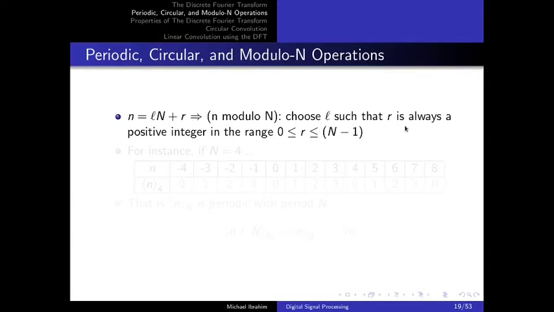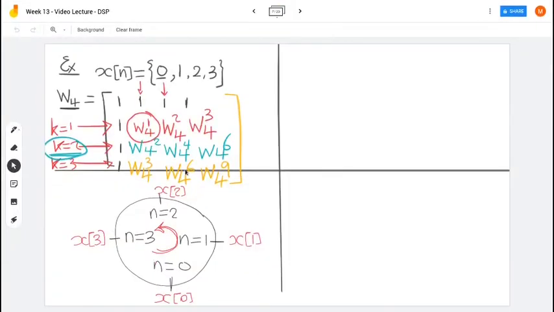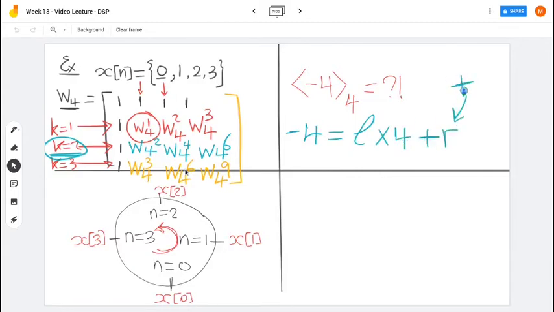we will choose L such that r is always a positive integer in the range from 0 up to N minus 1. So, for instance, if N is equal to 4, and we need to compute the modulo of minus 4 with respect to 4, how can we do that? Let's move to our whiteboard over here, and here we need to find minus 4 modulo 4. In order to do so, we need to express this minus 4 in the form we've seen, which is L times 4, which is N, plus r.